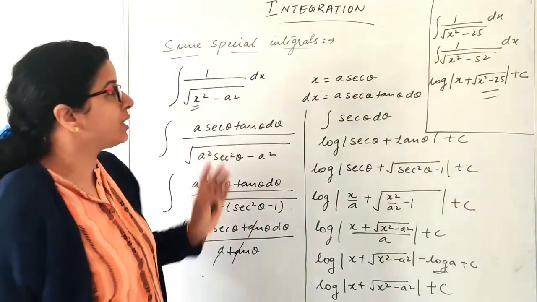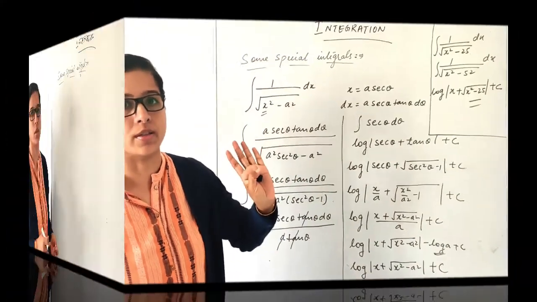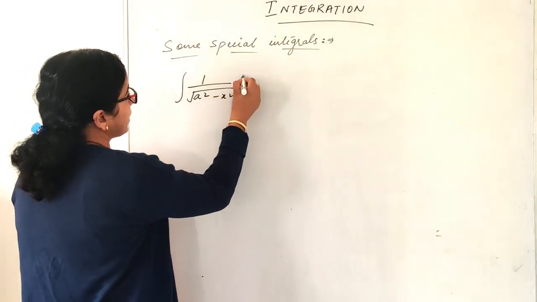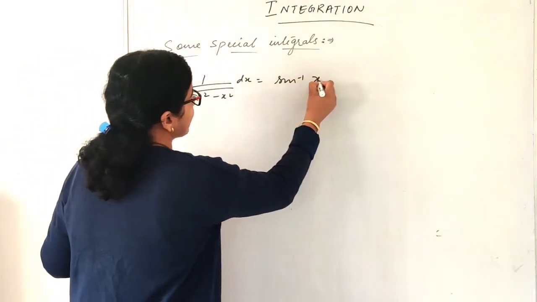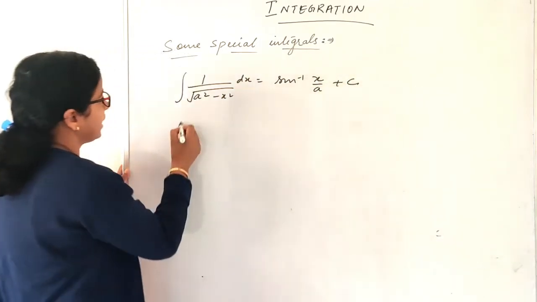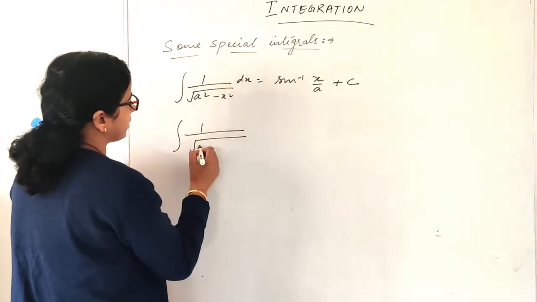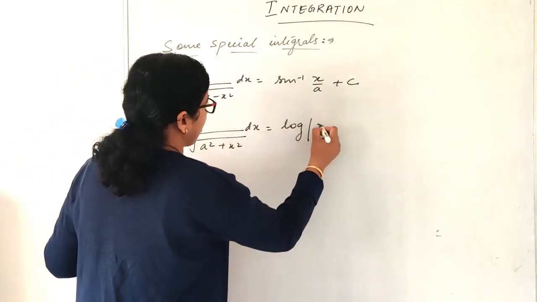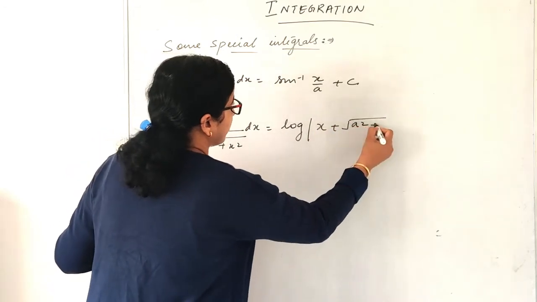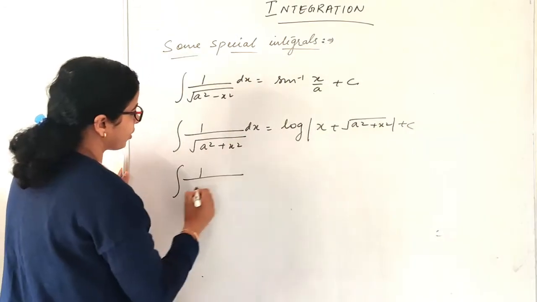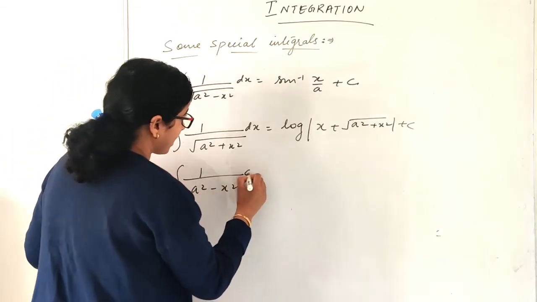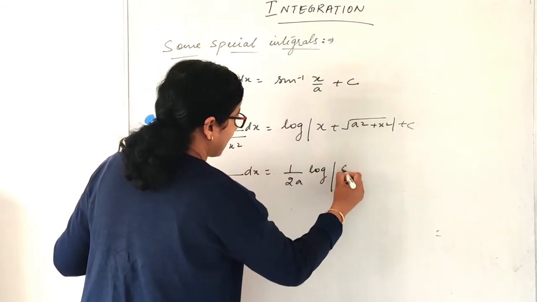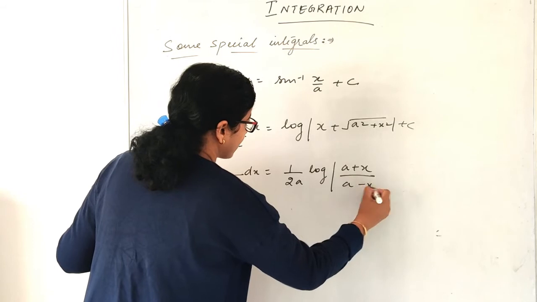Is that clear? Similarly, we can get the other three formulas. So let us take those other three formulas. So it is 1 upon root a square minus x square dx. So directly it will become sin inverse x by a plus c. Okay. Integration 1 upon under root a square plus x square dx. It will become log (x plus root a square plus x square) plus c. 1 upon a square minus x square dx. It will become 1 upon 2a log (a plus x) upon (a minus x) plus c.